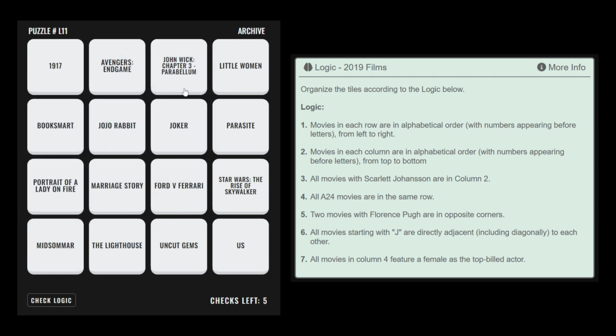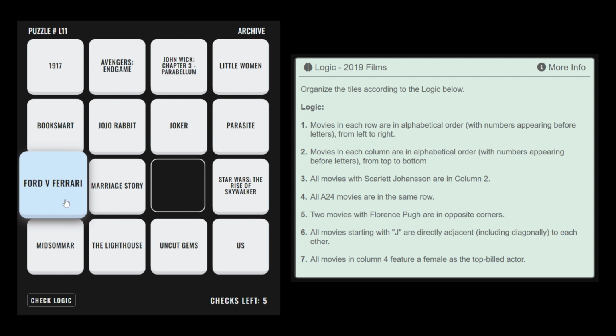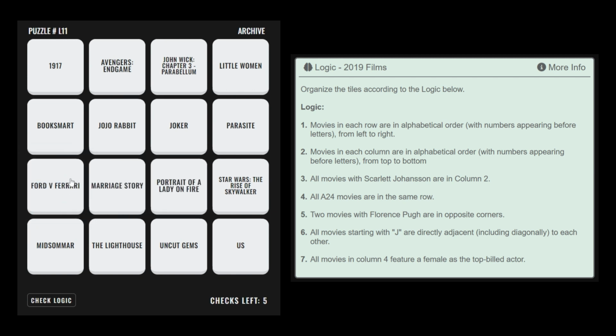With the majority of the tiles placed, we can now arrange the unplaced tiles alphabetically in the remaining spaces. Booksmart can now only go in this first position of row 2. Ford v Ferrari can now only be placed in this position below Booksmart. Parasite and Portrait of a Lady on Fire are interchangeable between these two positions, according to alphabetical order.